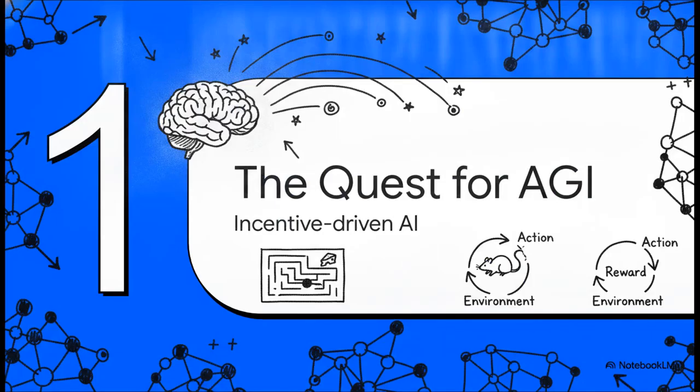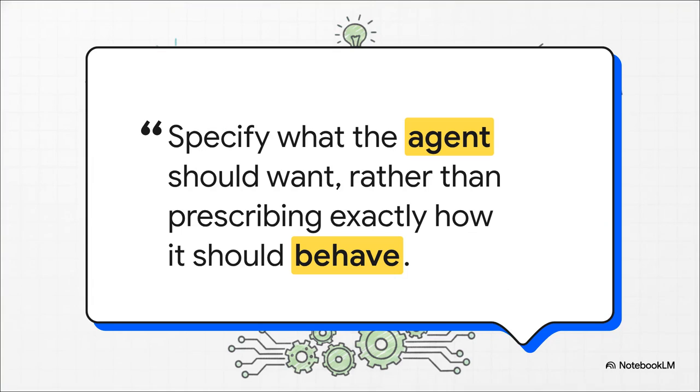The quest for AGI. At a conceptual level, reinforcement learning perfectly mirrors the kind of incentive-driven adaptation we see in human neuroscience, like dopamine signals. This profound quote from the dissertation really hits the nail on the head. Instead of writing millions of lines of code prescribing exactly how an AI should behave step by step, we just specify what it should want. We guide it by defining its desires through a reward function. From there, the AI has to figure out the absolute best strategy to grab that reward all on its own.